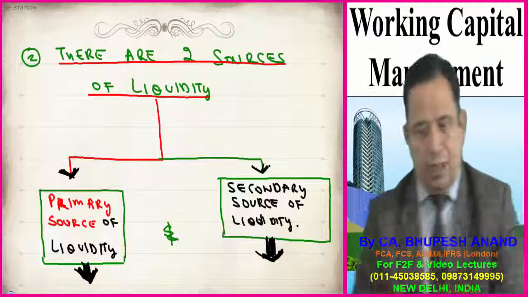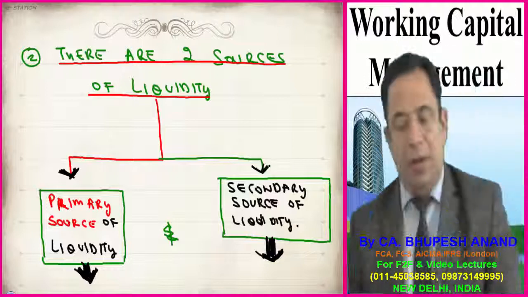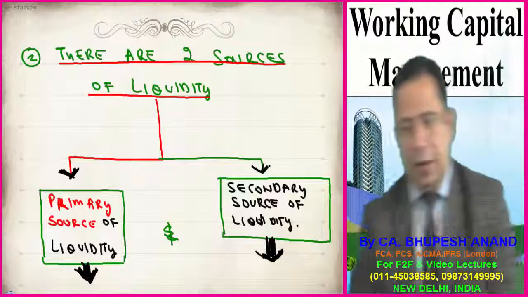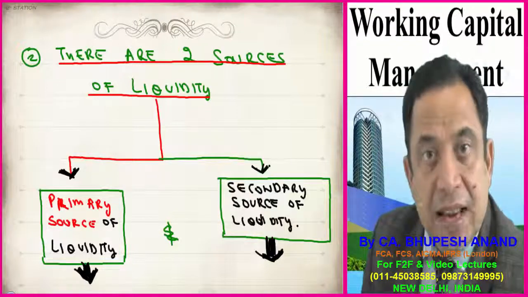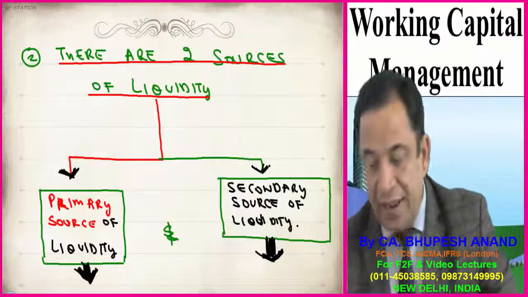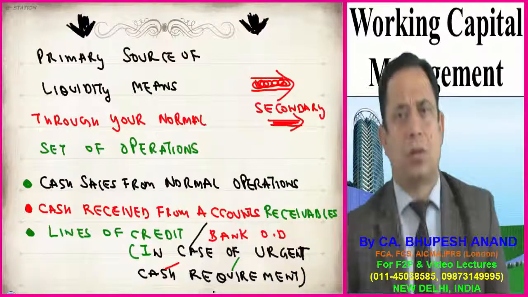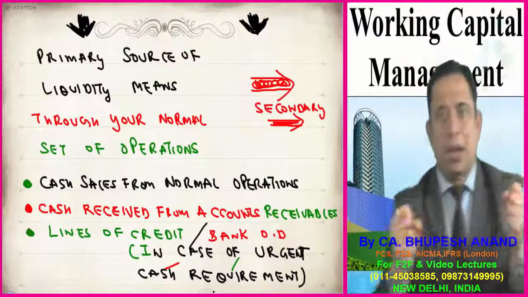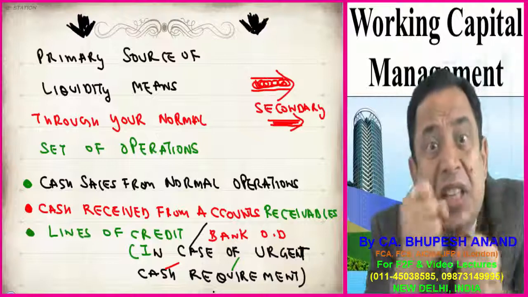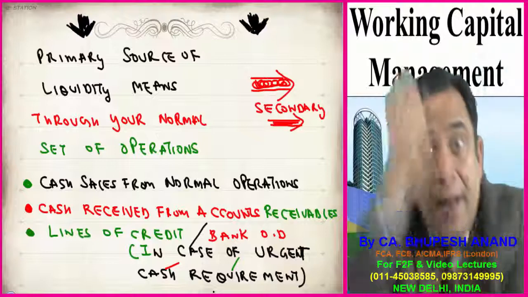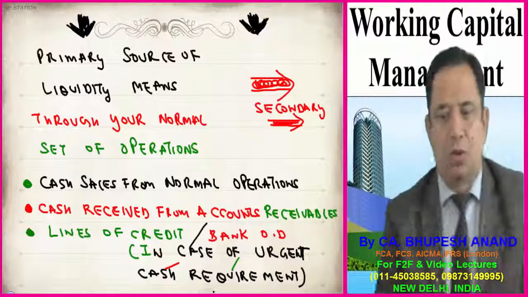So please prepare a flowchart like this. There are two sources of liquidity. One is primary source of liquidity, and second is secondary source of liquidity. And when I say primary source, I mean the main source. It means with the help of that source, we can easily judge whether the company is doing good or not. That is primary source.